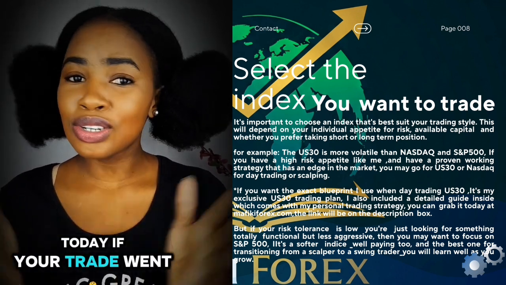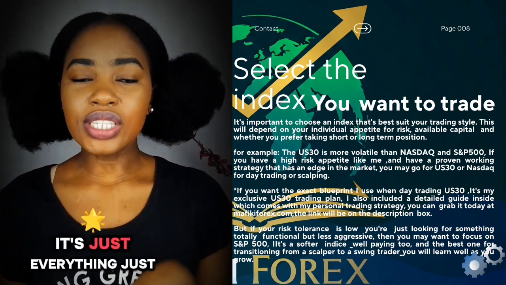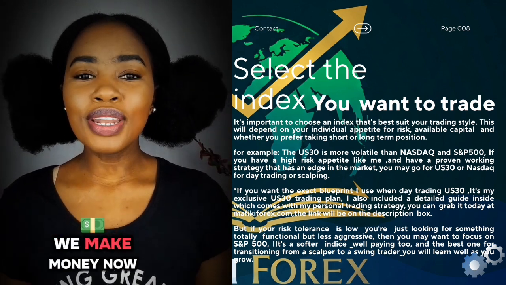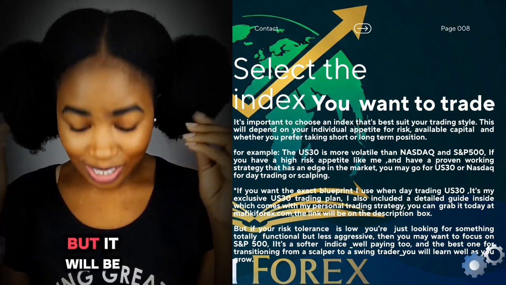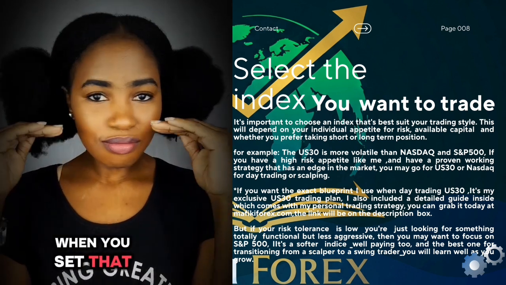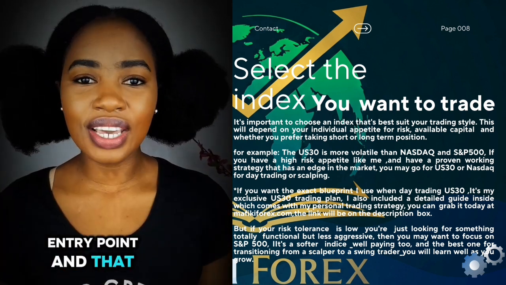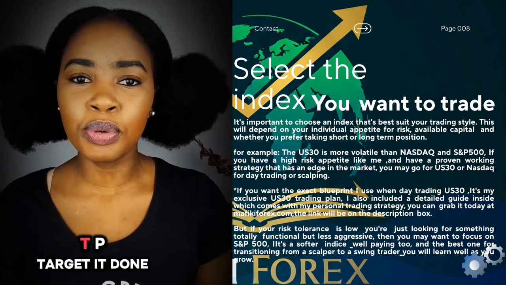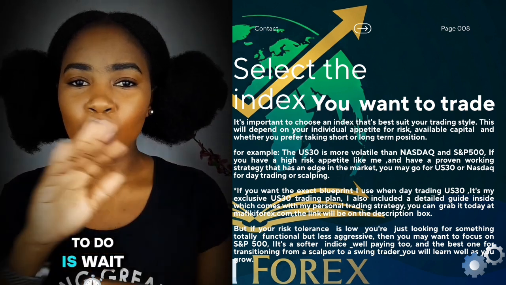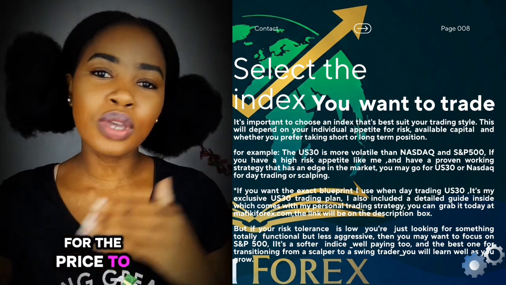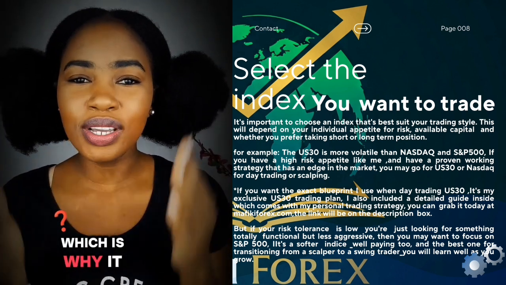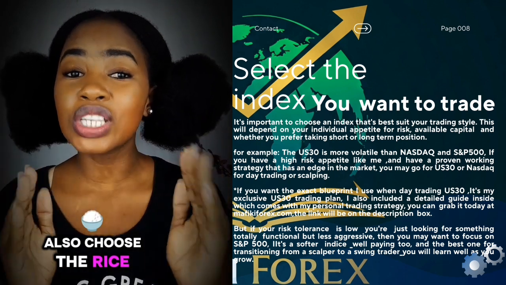If your trade went too well, everything just happens now. We make money now or we lose money now, but it will be a now type of thing. When you set that entry point, that stop target and that TP target, it's done. All you have to do is wait for the price to get into your entry zone and it's going to enter you, which is why it is very important to also choose the right trading broker.